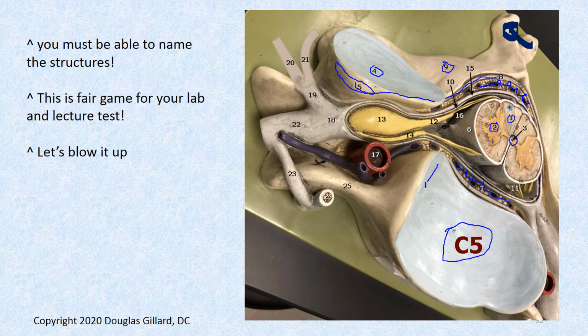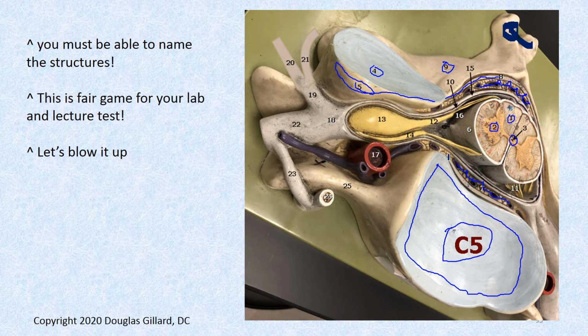What disc? What if there's a disc here? What if there was a disc? What disc would that be? C5? No, it'd be C4, right? Because the bone on top has been removed. The bone on top names the disc. So all this nerve stuff is C5 here.